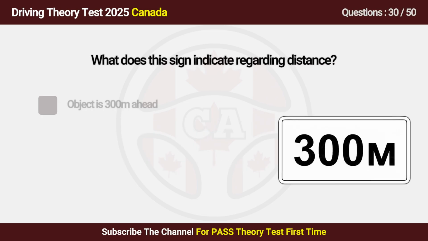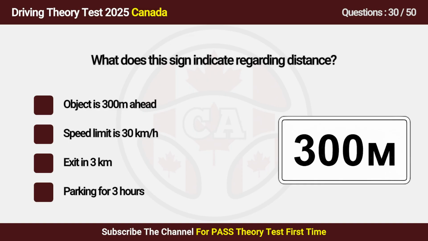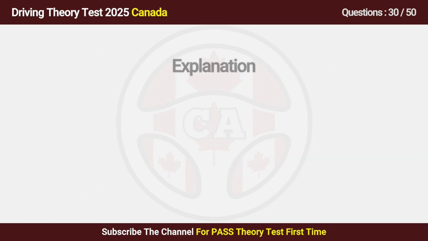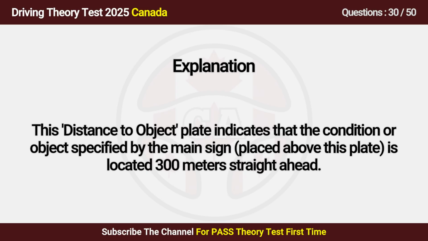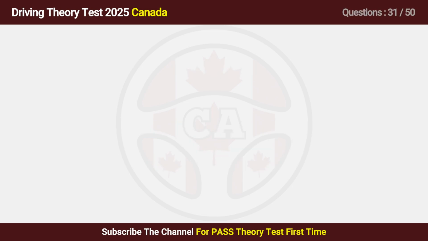Question 30. What does this sign indicate regarding distance? A, object is ahead, B, speed limit is 30 km per hour, C, exit in 3, D, parking for 3 hours. Answer is A, object is ahead. This distance to object plate indicates that the condition or object shown by the main sign placed above this plate is 300 meters straight ahead.